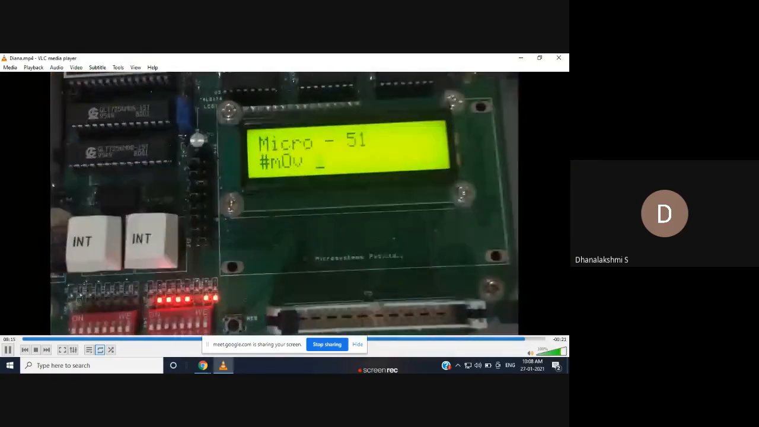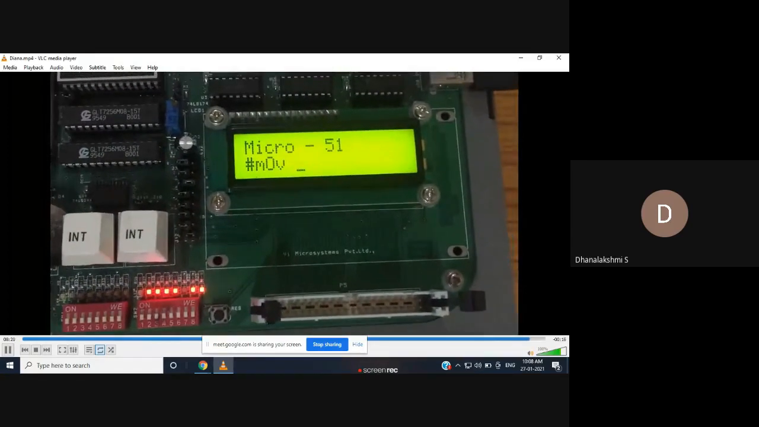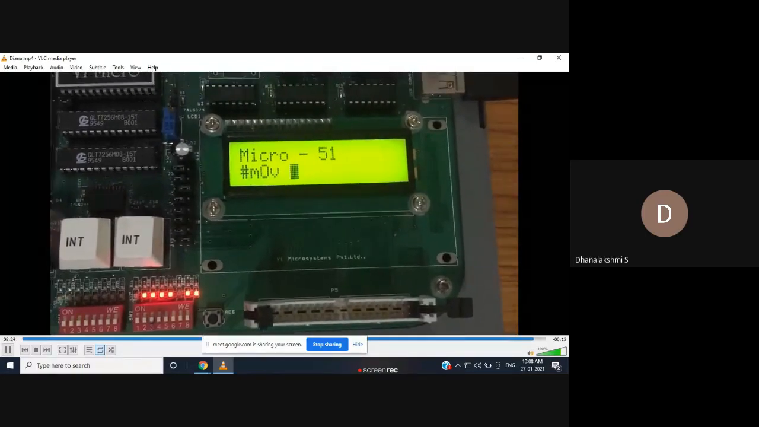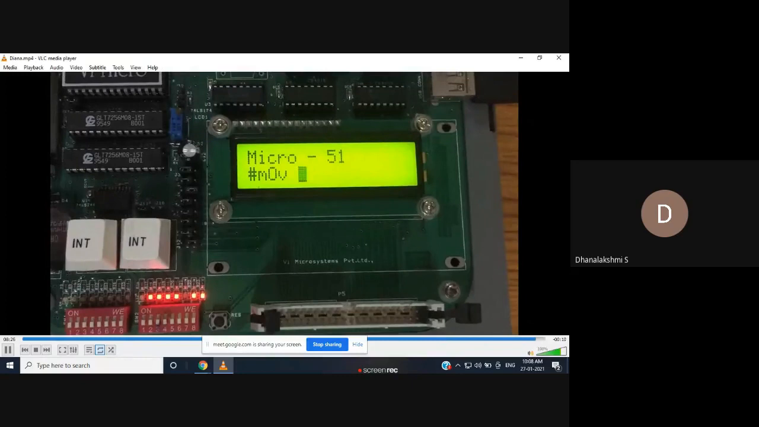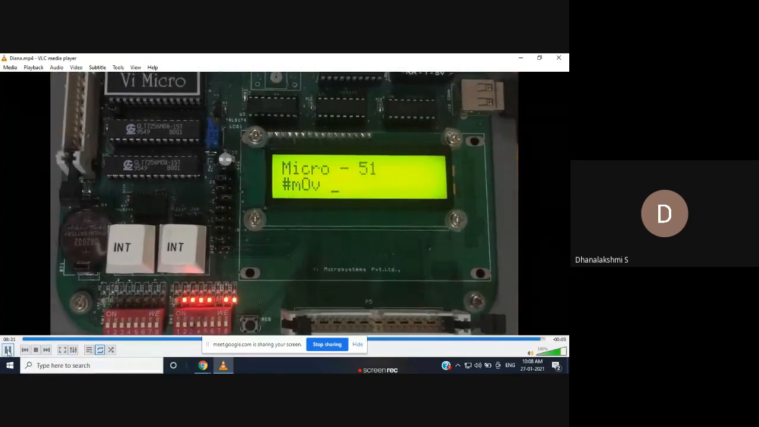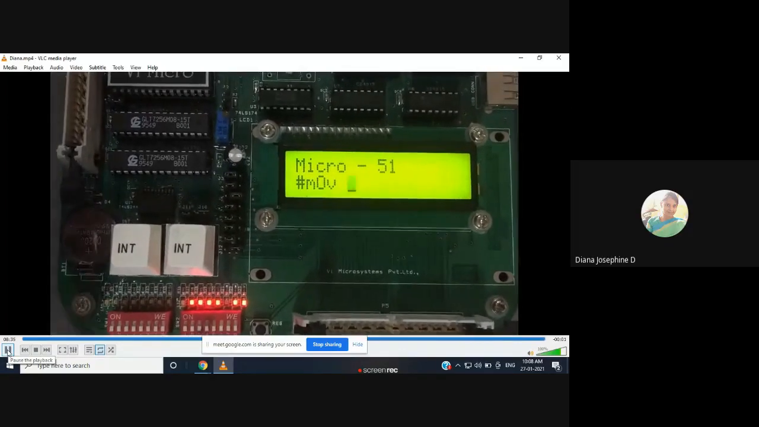Now Dhanalakshmi ma'am will tell you how to code using the opcodes and also using the instruction set, and how to feed in the inputs and how to look for the outputs and what memory location should be used. Everything will be explained in detail by ma'am. Just pause the video, ma'am.